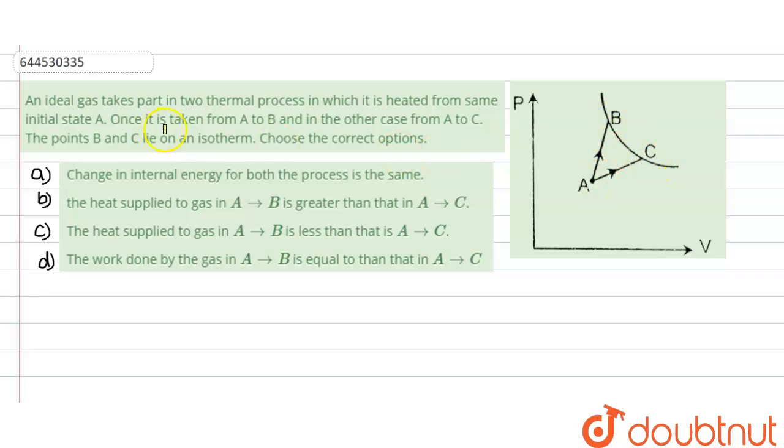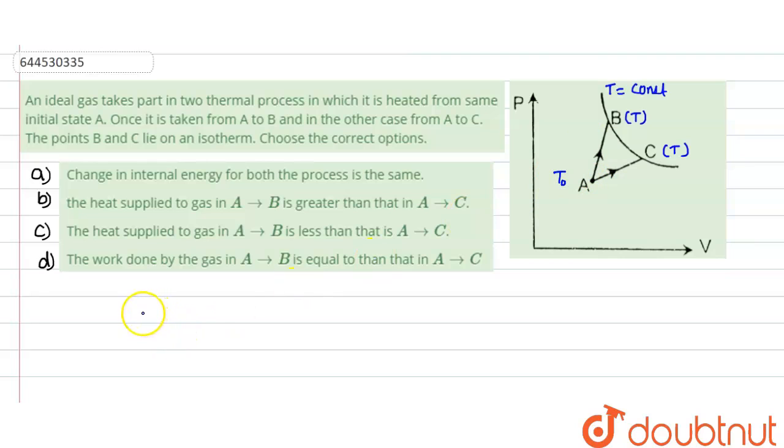Now B and C are lying on the isotherm. What does isotherm mean? Isotherm basically means same temperature, or we can say that temperature would be constant. So this is the curve at which temperature would be constant. If the temperature here is T, the temperature here would also be T. Initially, let's say the temperature is T naught.